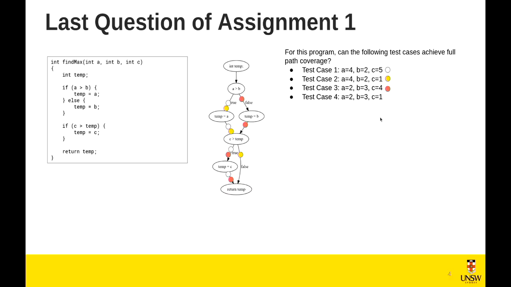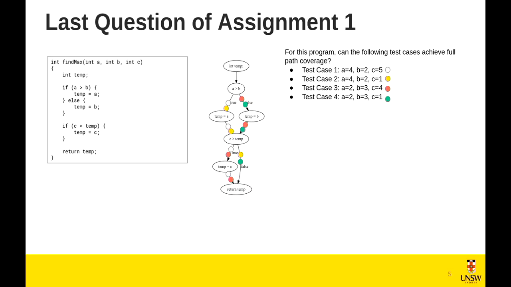And for the last one, we will take the false branch of the first if as well. Then because C is 1, which is smaller than 3, we will take the false branch of the second if condition. So we can achieve full path coverage with these 4 test cases.